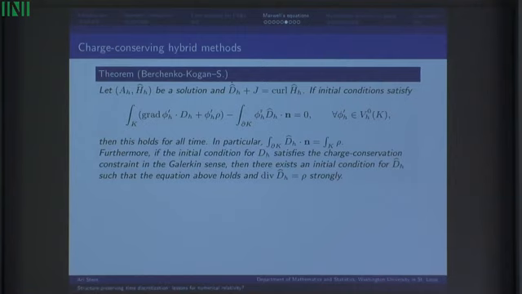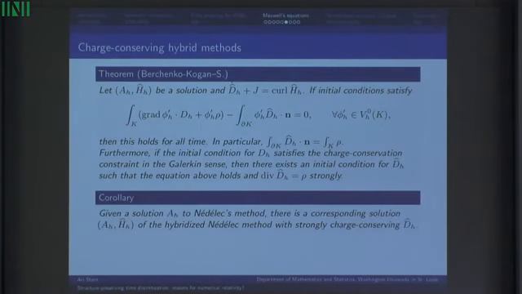All right, so if we take this hybrid approach, it's a theorem of Verchenko, Kogan, and myself that if the initial conditions satisfy these constraints, then they hold for all time. And in fact, if the initial condition satisfies the charge conservation constraint in the Galerkin sense, then we can find an initial condition for this electric flux density d hat such that div d hat is equal to rho strongly. So given a solution to Nedelec's method, there's a corresponding solution of the hybrid Nedelec method with strongly charge conserving d hat.